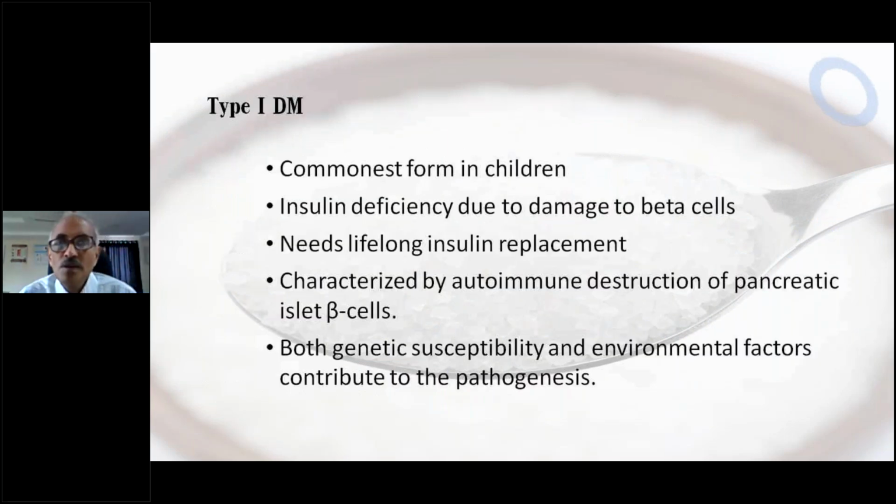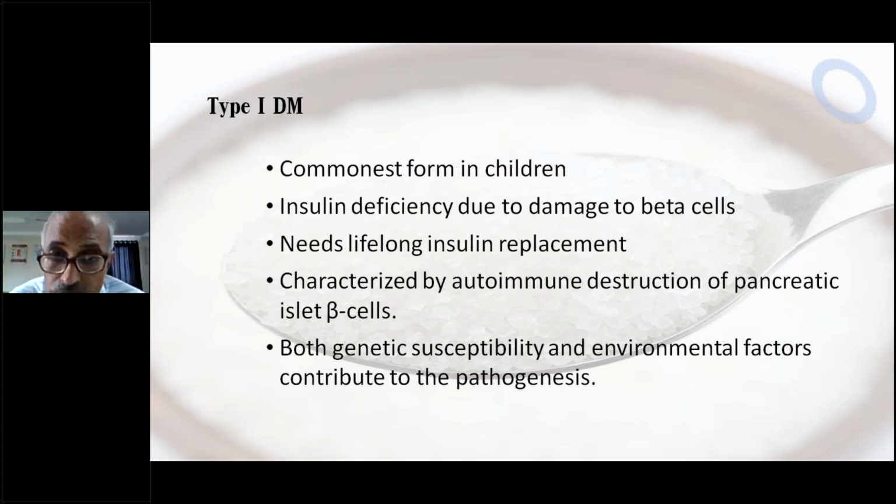Now, because we are in pediatrics, our major concern is type 1 diabetes mellitus, the commonest form in children. So most of our discussion will be confined to type 1 DM. Here, as I said, insulin deficiency is because of damage to the beta cells. Because insulin is not produced, the child needs lifelong insulin replacement. It is an autoimmune destruction most often, except some idiopathic causes.